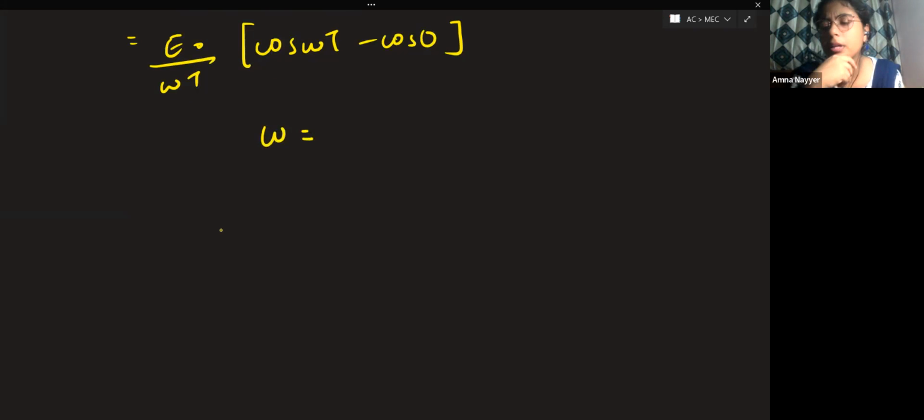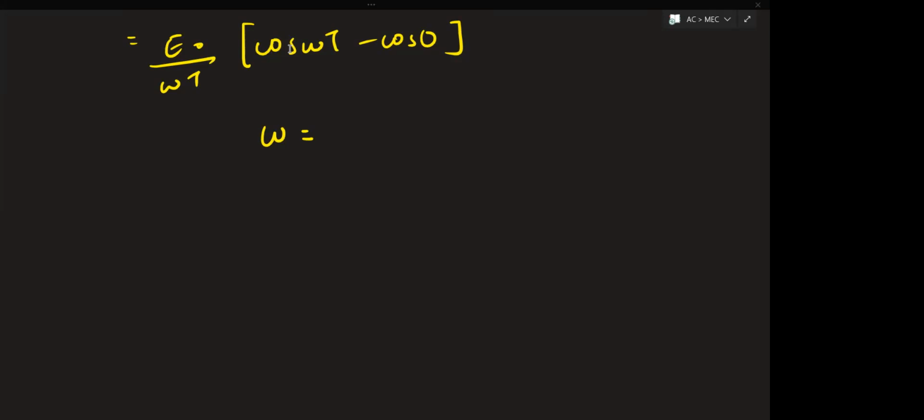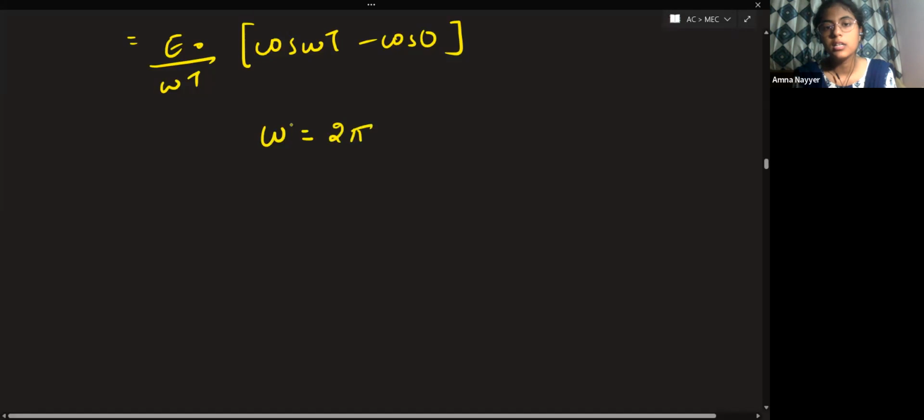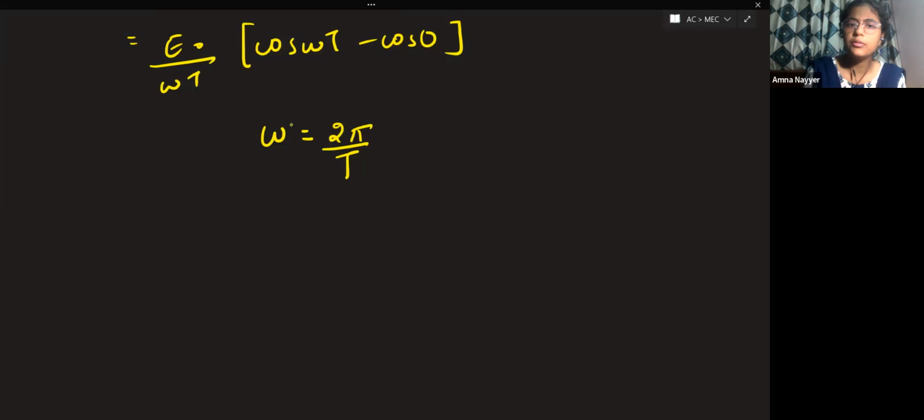Do you people remember the relation between time period and omega? Can any one of you tell me who remembers it? Omega and time period, angular velocity and time period. Two pi by omega is time period. So omega will be 2 pi divided by the time period. Exactly, Arthur. Good. So this is 2 pi divided by T. Just put in the value of omega here.